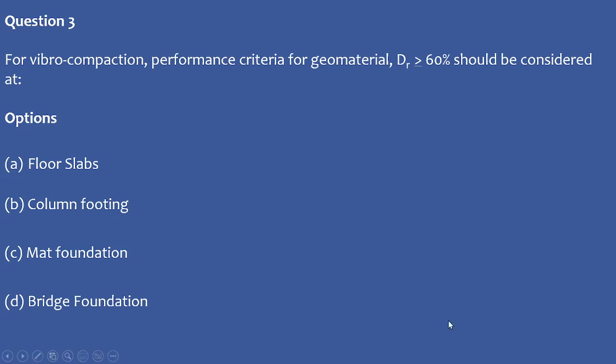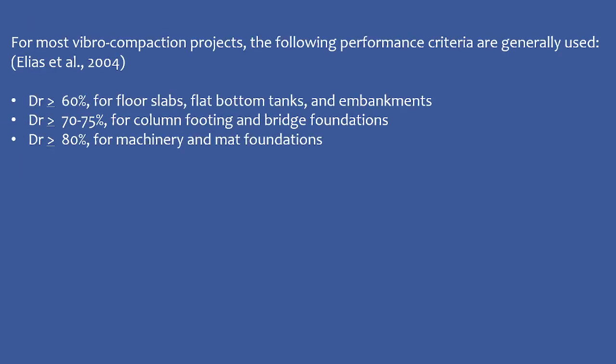Yeah, so the answer is floor slabs. It was correct. Thank you, Shreyash. These are the different performance criteria given for the vibro compaction method. For floor slabs, bottom tanks, or embankments, we consider that our soil should have relative density greater than 60%, and under the column footing and the bridge foundations, we should have relative density greater than or equal to 70 to 75%.